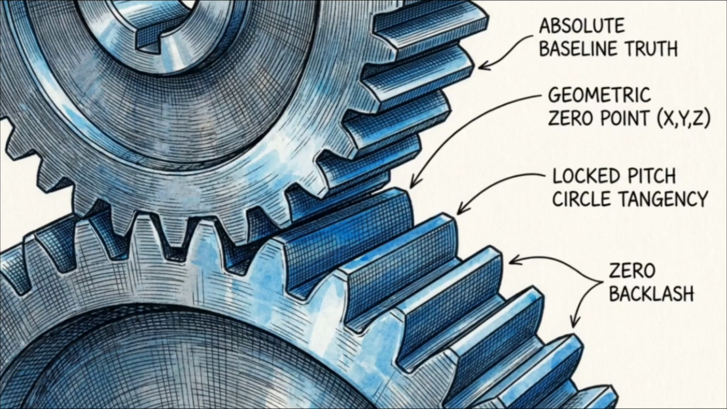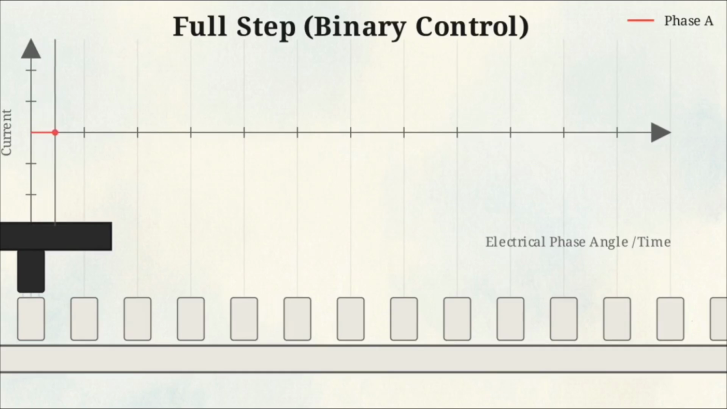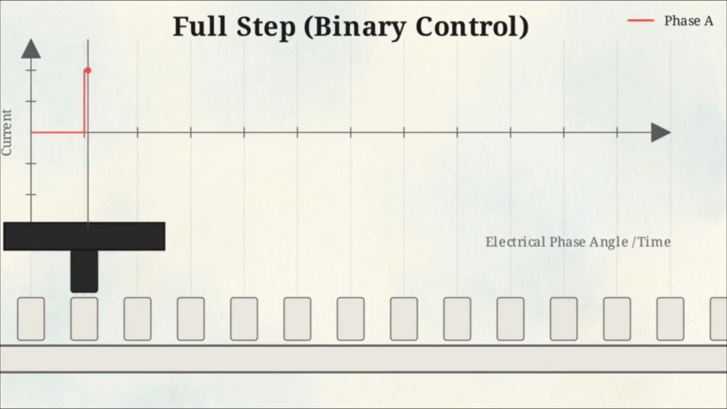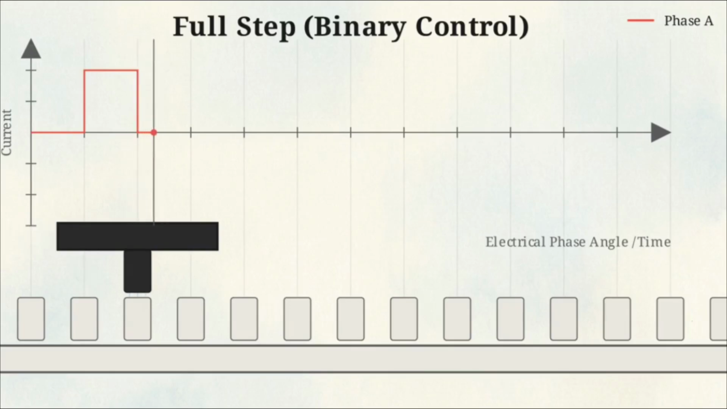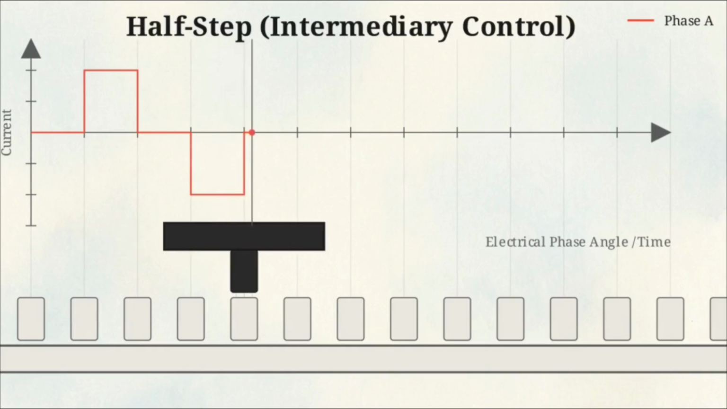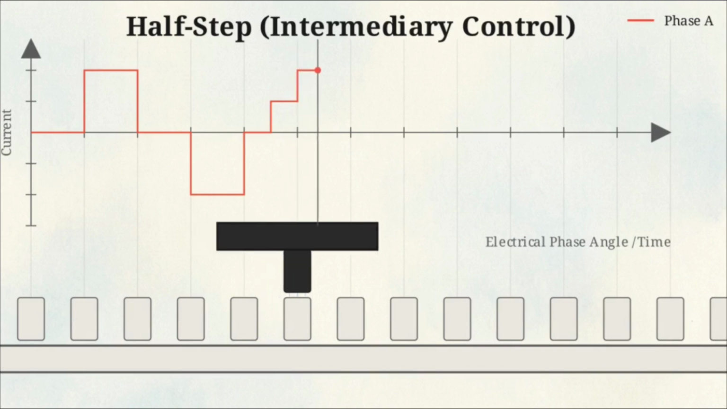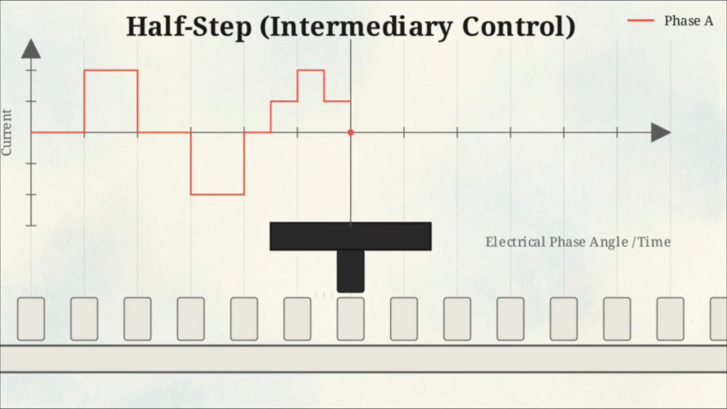While that 1.8-degree mechanical geometry establishes an absolute baseline truth, physical stepping creates sudden stops, jerky movements, and mechanical resonance. This graph plots full-step phase control. It sends raw, binary square-wave electrical pulses to the coils, causing the rotor tooth to snap harshly between positions. Half-stepping smooths this process. By alternating between energizing one phase and then two phases simultaneously, the magnetic field parks the rotor exactly between the physical teeth, doubling the baseline resolution.